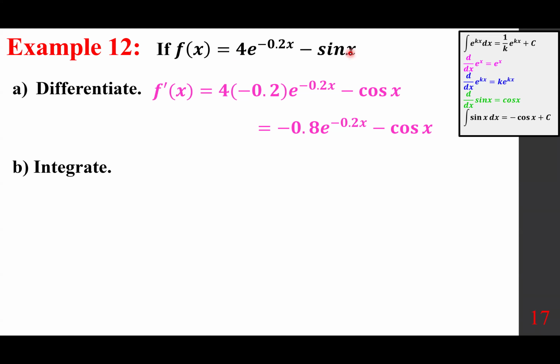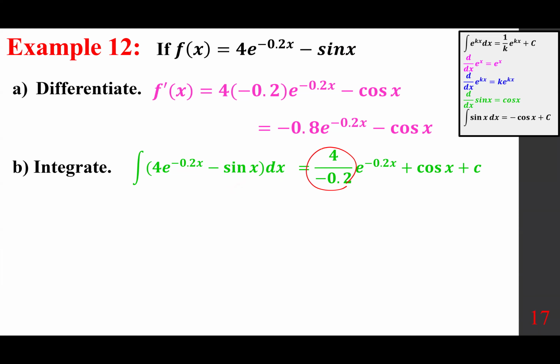To integrate this, we're going to multiply it by dx first. It's important to know the dx must be there. And as I mentioned, for integration, we're going to divide by -0.2. And of course, now the integral of minus sine x is plus cosine x and a constant. And this is 4 over -0.2, which makes it -20.